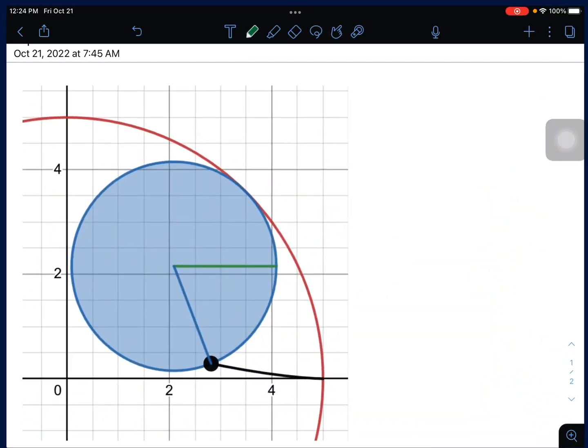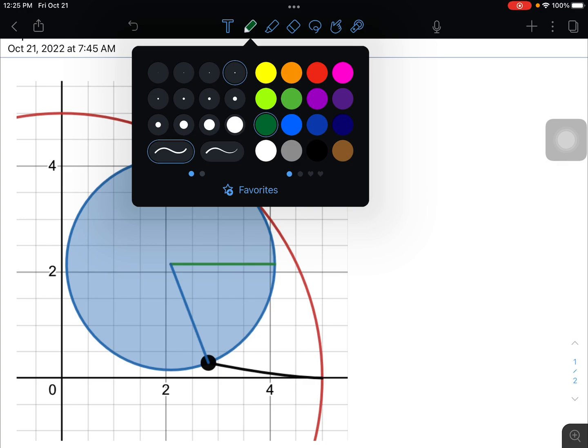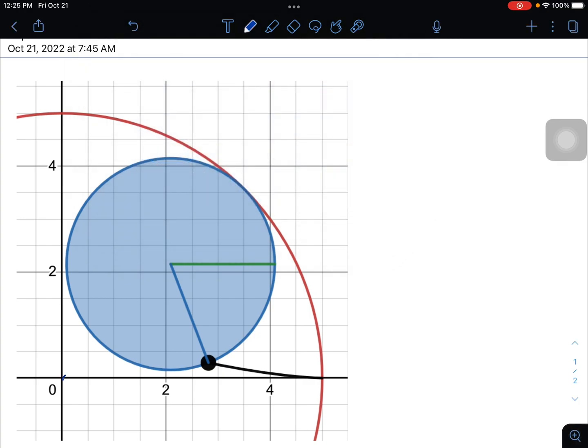So in Notability, I have this here. And what I'm going to do is draw a line from the center to that point right there on the circle. Now this angle here, that angle will be t. And that's the same as that angle right there, which is also t.